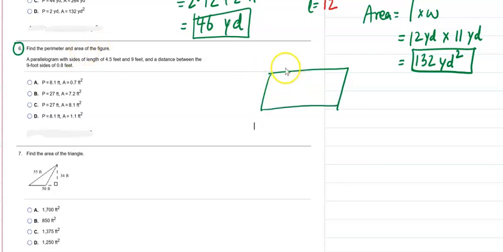That's what the parallelogram looks like. So this is the 9 feet, and this is also 9 feet, because a parallelogram has equal opposite sides. And the 4.5 is the other sides, 4.5 feet and also 4.5 feet. Okay, so the other information we have is the distance between the 9-foot sides of the parallelogram is 0.8 feet.